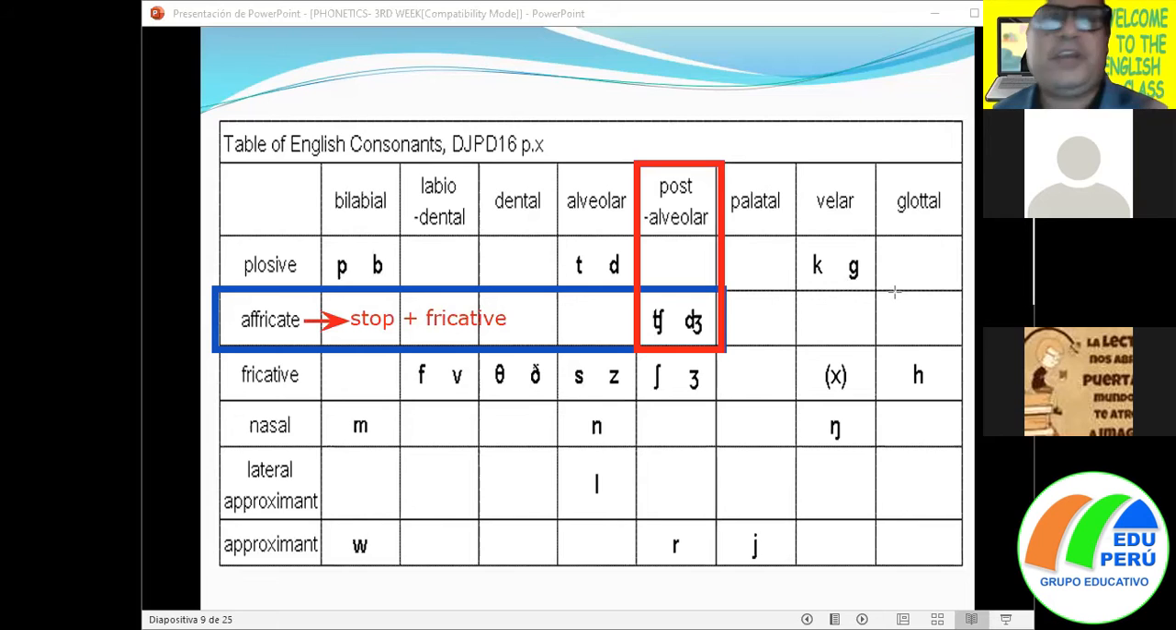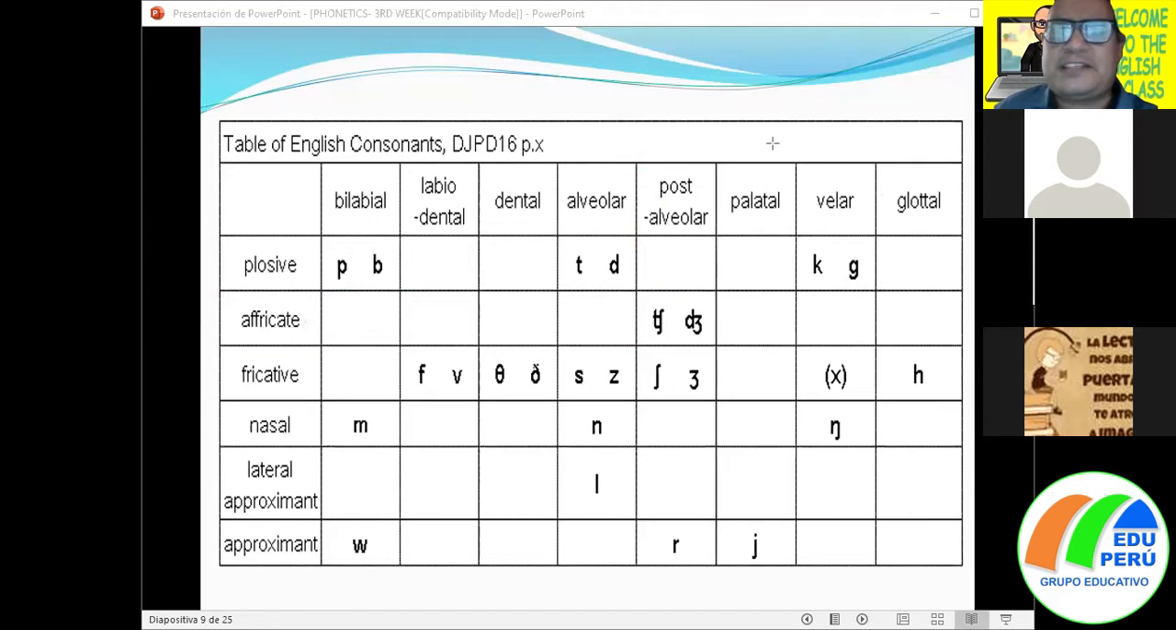So notice, here we have two affricate sounds. Remember, two affricate sounds. The affricate sounds, as I told you, is the combination of two sounds: one stop sound and one fricative sound, all right? Let's continue. Let's pass now to the fricative sounds.